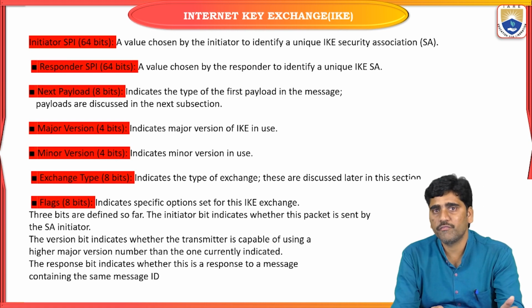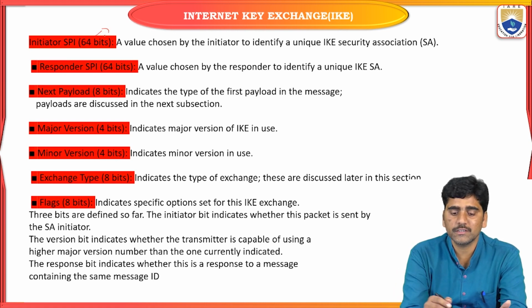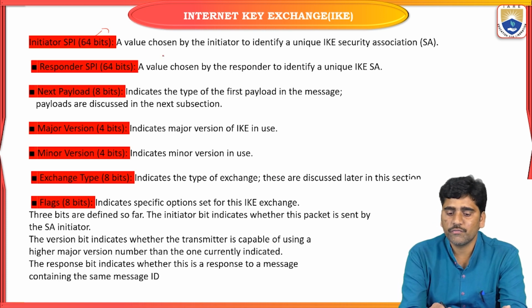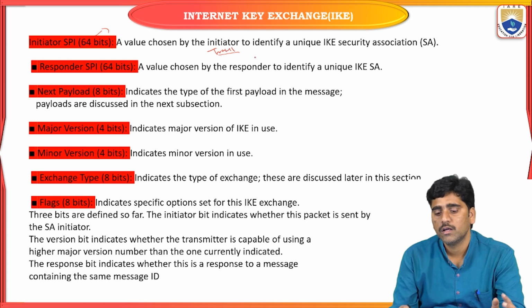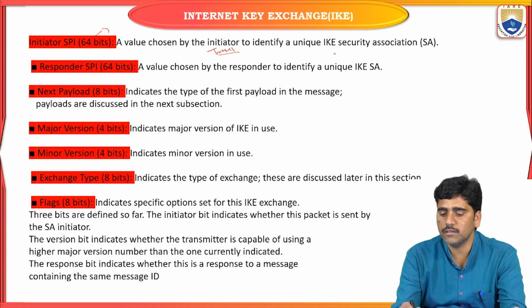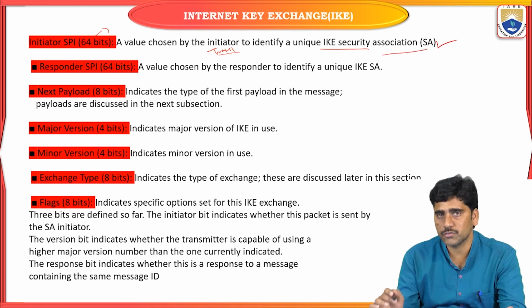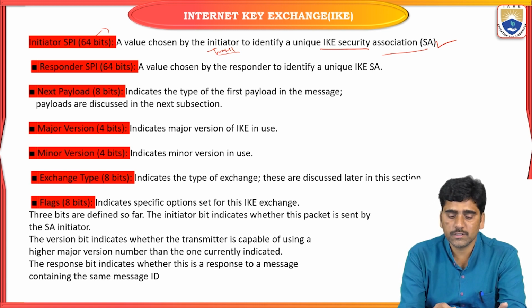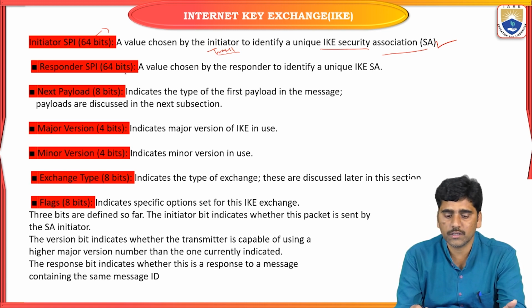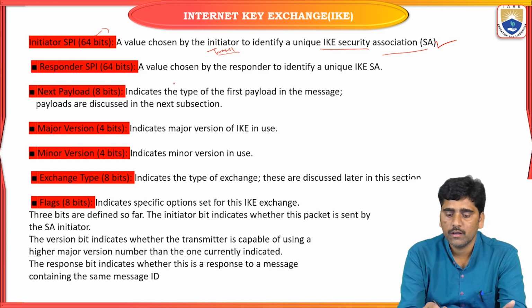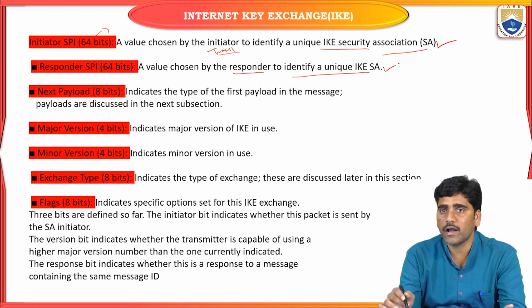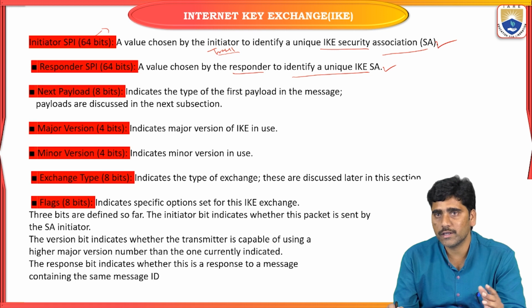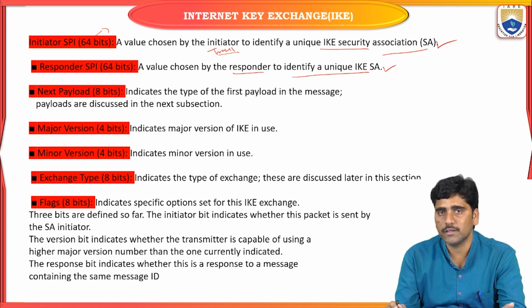So here the field: initiator SPI, that means the transmitter index. It is a value chosen by the initiator, that is nothing but the transmitter, to identify a unique IKE security association. And for the responder or receiver side, a value chosen by the responder to identify a unique IKE SA.